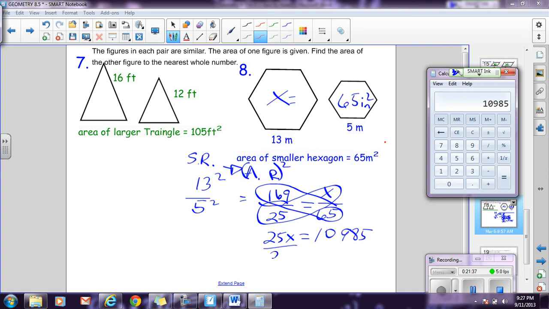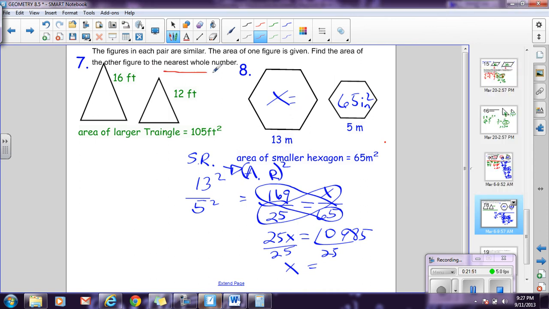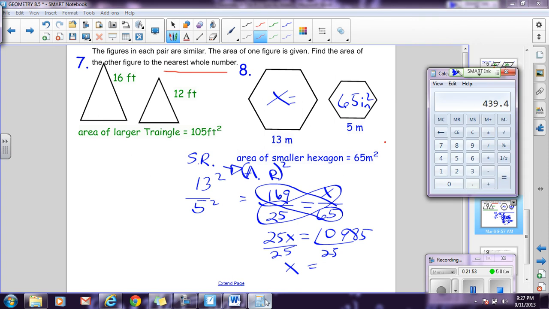10,985 divided by 25. X is going to equal, now they tell me to round to the nearest whole number. So, whoops, I lost the number. X is going to be, since this is a 4, we're just going to go down to 439. Which means that the area of that big one is going to be 439. Okay, and there we go for that one.